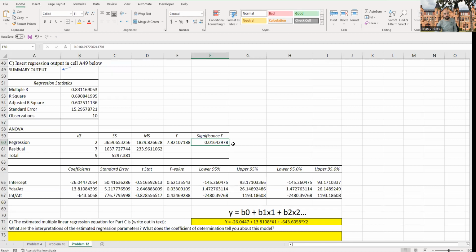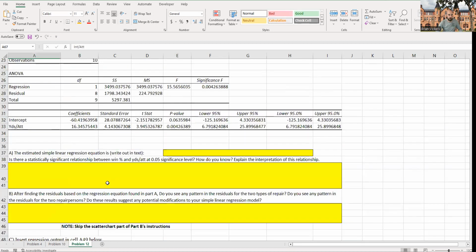Overall, the model is still sound because the significance level of the model is still good, but interceptions per attempt is really not statistically significant here. It's probably better that we don't use this variable in the model, right?